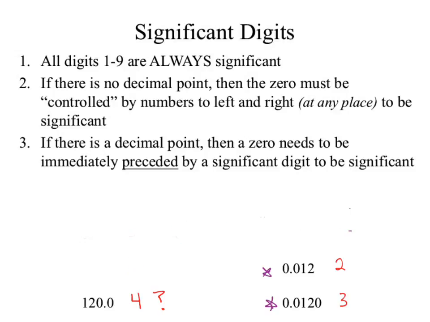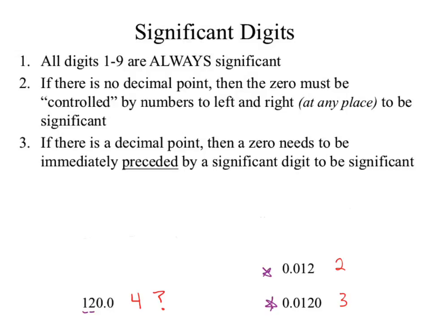So column on the far left, why is that 4? Okay, well, we have to use our rules. 1 and 2 are always significant. To decide if the 0 is significant, we have to look at rule 2 and 3. Rule 2 says if there is no decimal point, so immediately stop reading it because you have a decimal point. Move to rule 3. Rule 3 says if there is a decimal point, the 0 needs to be immediately preceded by a significant digit.